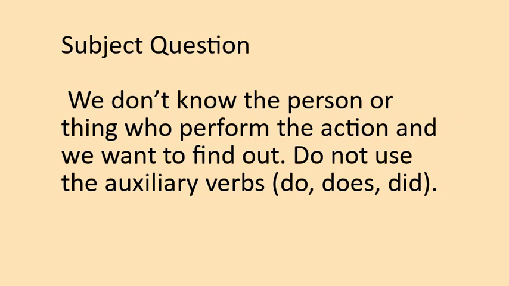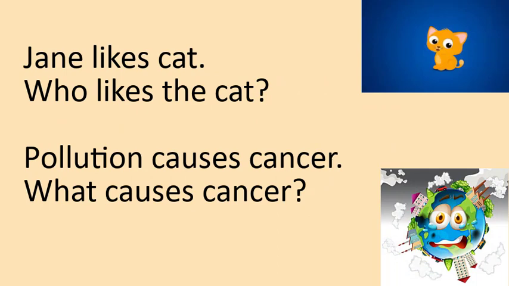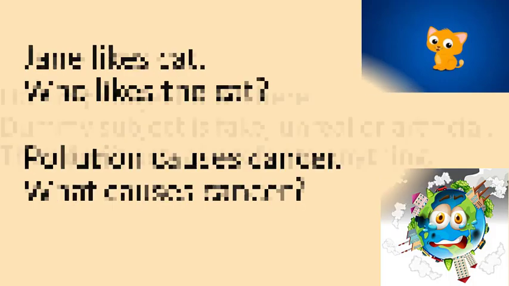What is exactly subject question? When we don't know the person or thing who performed the action and we want to find out. Do not use the auxiliary verbs like do, does, and did. Examples: Jane likes cat. Who likes the cat? Pollution causes cancer. What causes cancer?